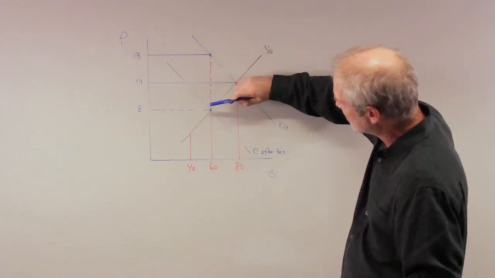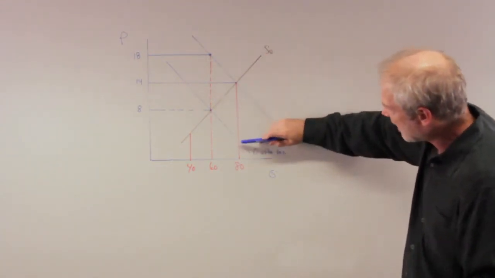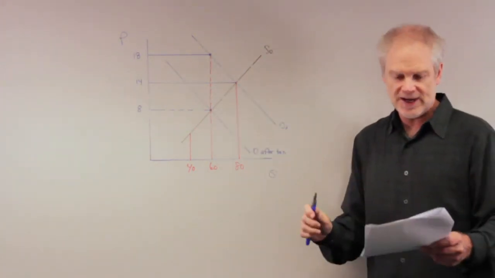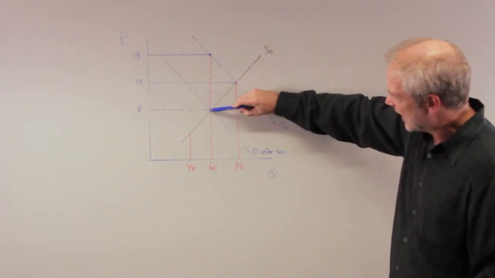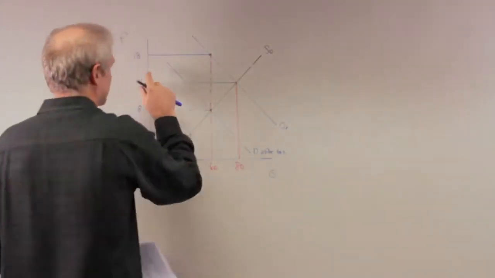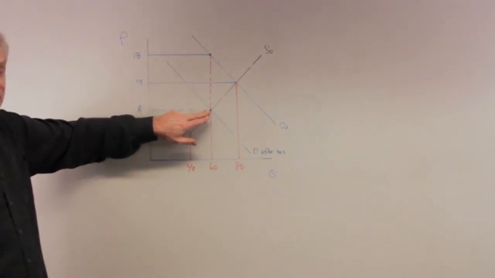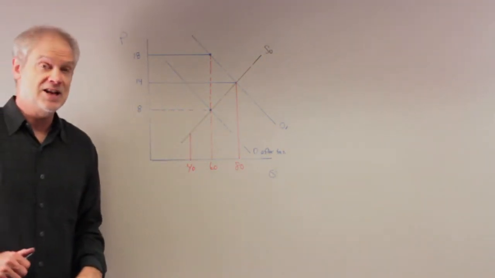So this distance right here is going to be the amount of the tax. And you'll notice it's parallel. This distance right here is the same as this distance right there. Okay? So now you know, okay, well, this is what the suppliers are going to get. This is the tax that has to go to government. This is what consumers are really paying. They're going to pay $18. The government's going to get this distance right here, which is going to turn out to be $10. The suppliers are going to end up receiving $8.